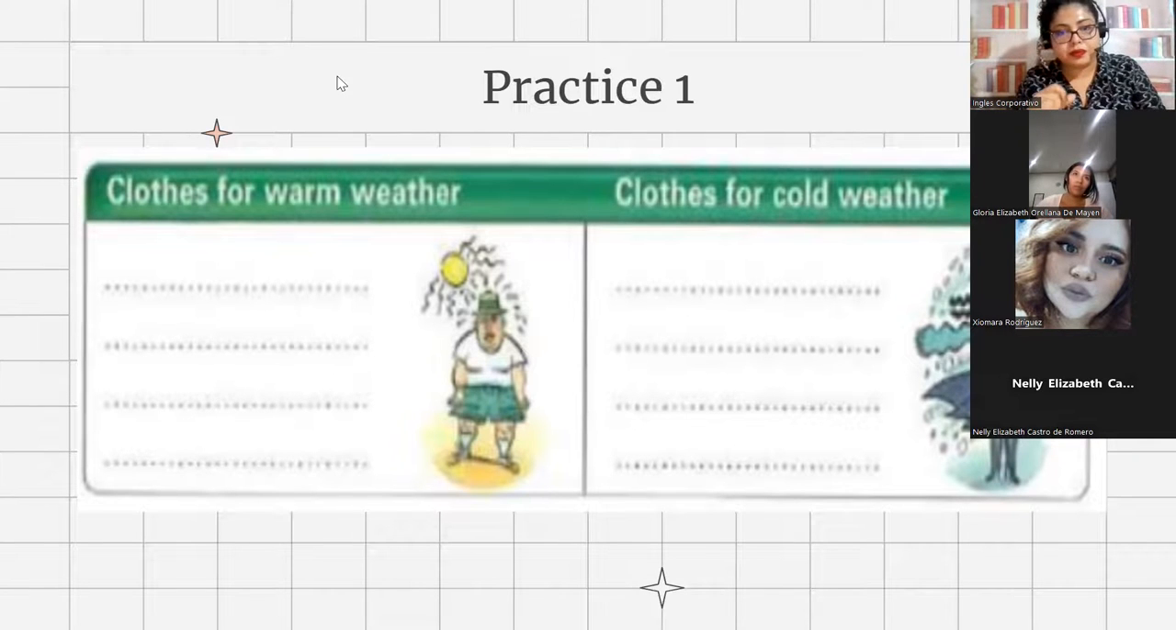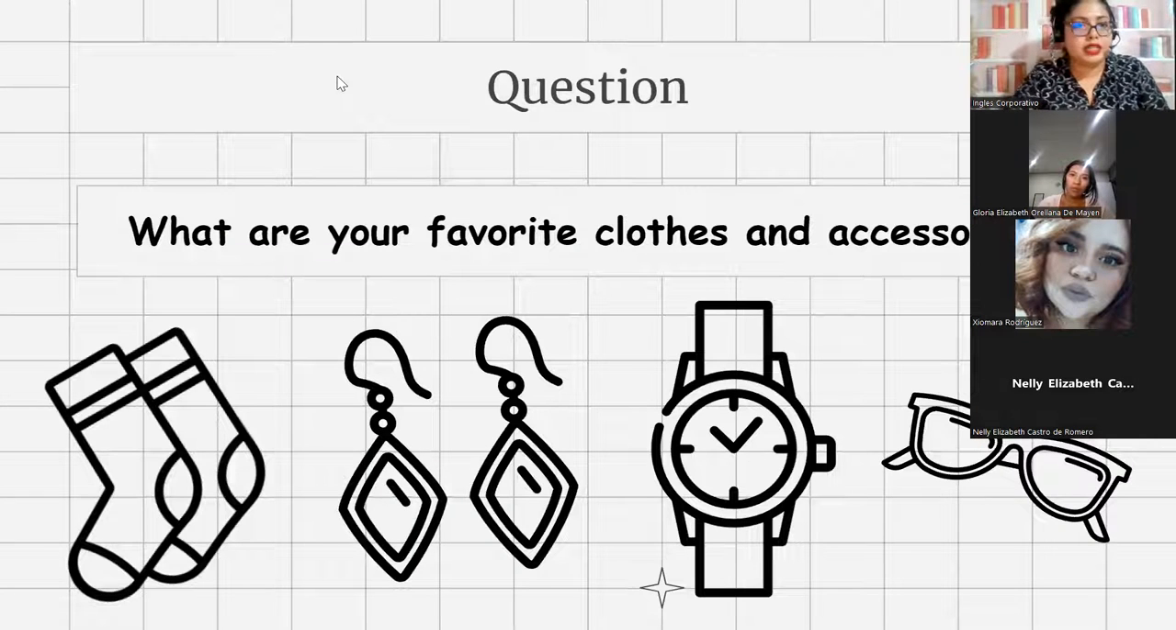Let's see. What is the second thing? So we have a question here. What are your favorite clothes and accessories? ¿Cuáles son sus prendas de vestir favoritas y cuáles son sus accesorios favoritos? For this one, you are going to write on the chat your favorite clothes and your favorite accessories. En el chat, ustedes me van a escribir cuáles son sus prendas de vestir favoritas y sus accesorios favoritos.